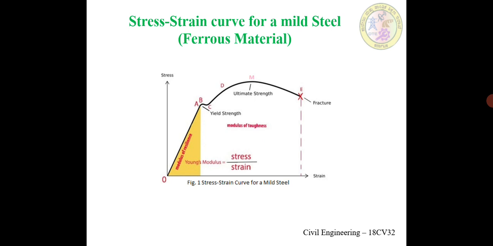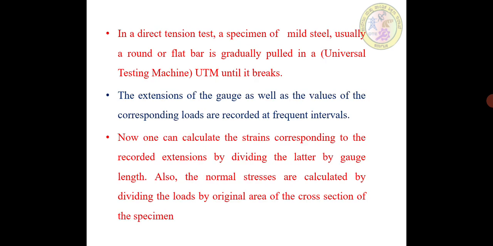The diagram shows a graph of stress versus strain when an object is subjected to a uniaxial tensile force in a machine called a UTM. UTM stands for Universal Testing Machine. In a direct tension test, a specimen of mild steel, usually a round bar or flat bar, is gradually pulled in a universal testing machine until it breaks.